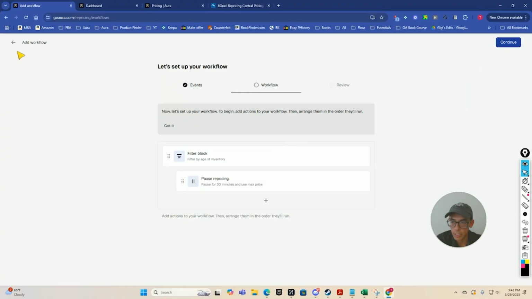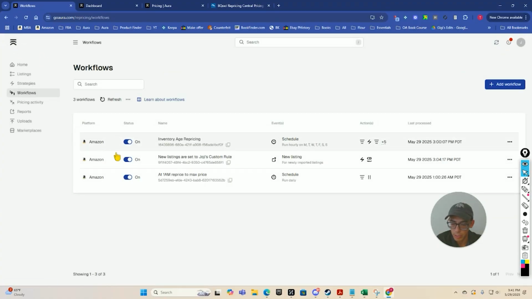anything under 6 months old at 1 a.m. every single day is going to automatically go to the maximum price and stay there for 30 minutes. And then repricing is going to be re-enabled, and then all the other rules that we have set up are going to happen. And then you can click continue. And then boom, you have yourself the same 3 rules, the same 3 strategies that I have.